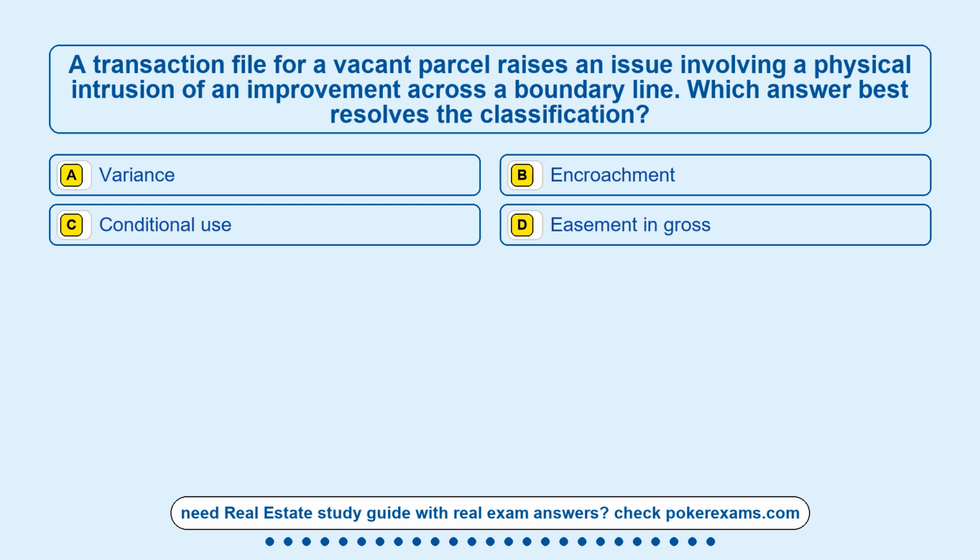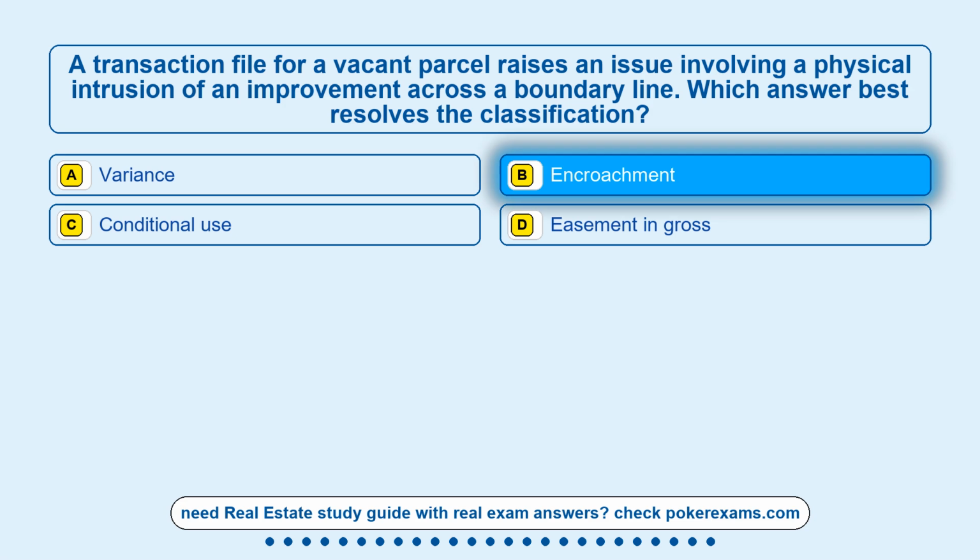Question 15. A transaction file for a vacant parcel raises an issue involving a physical intrusion of an improvement across a boundary line. Which answer best resolves the classification? Option A, variance. Option B, encroachment. Option C, conditional use. Option D, easement in gross. The correct answer is option B, encroachment.